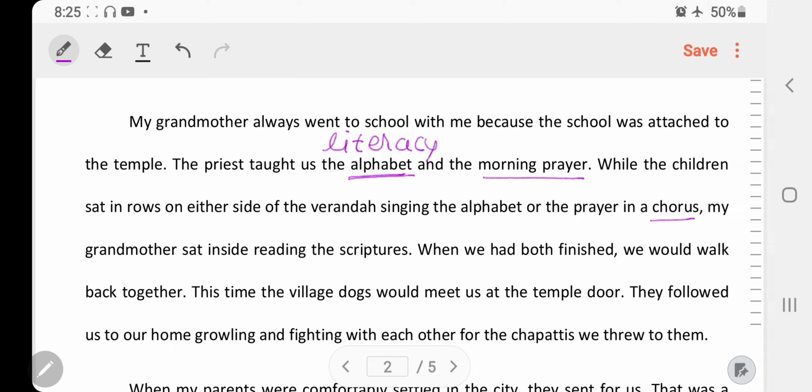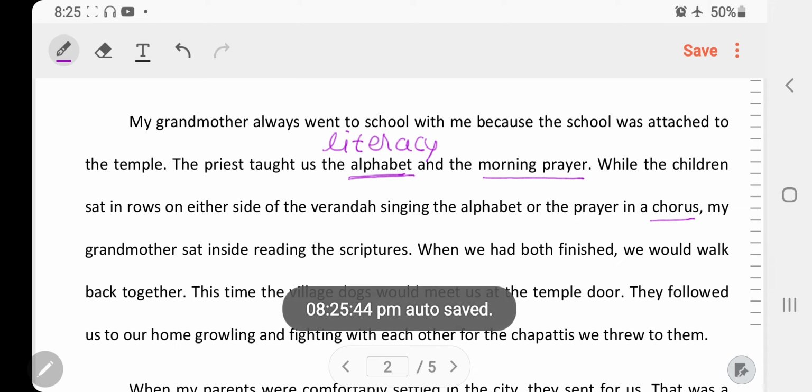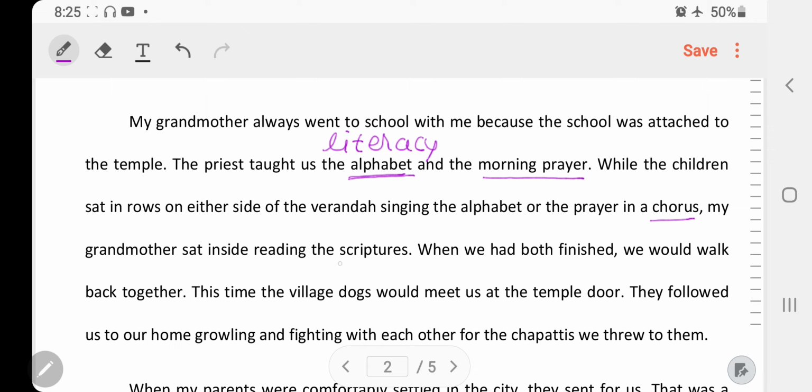My grandmother sat inside reading the scripture. Scripture, you understand, the religious literature. That is called scriptures. For example, the Ramayana, the Mahabharata, and the Gita, and all these things. The Quran, all these things can be called scriptures. So scriptures, the religious literature.